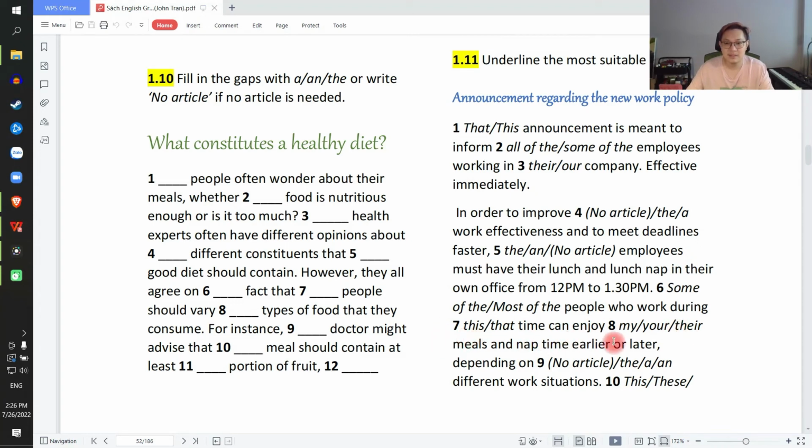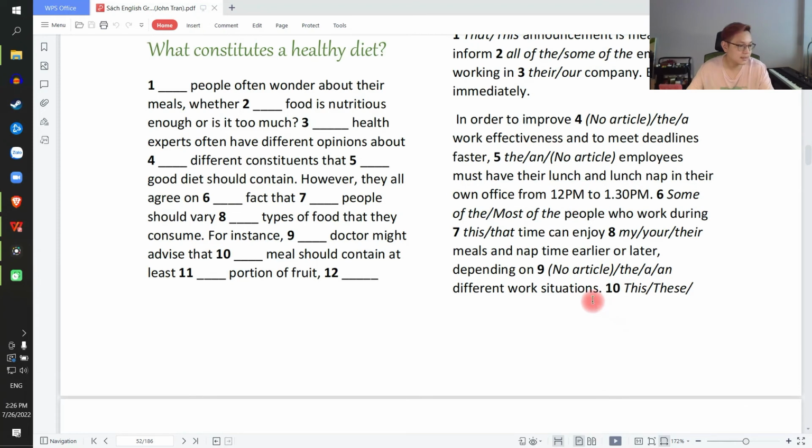And nap time earlier or later, depending on no article, depending on different work situations. We want to talk about different work situations just in general, not any specific work situations. So there's no article. Cái số 9 này nó tùy thuộc vào nhiều tình huống lao động khác nhau, nói chung thôi, chứ không muốn nói về tình huống lao động cụ thể nào cả, cho nên không có article.